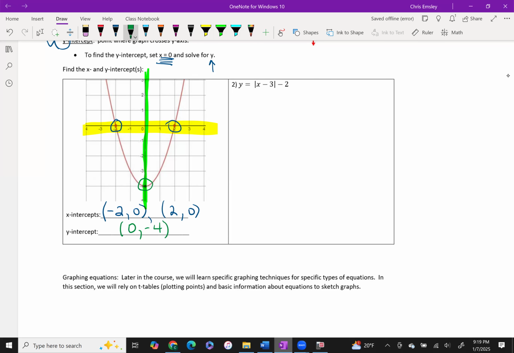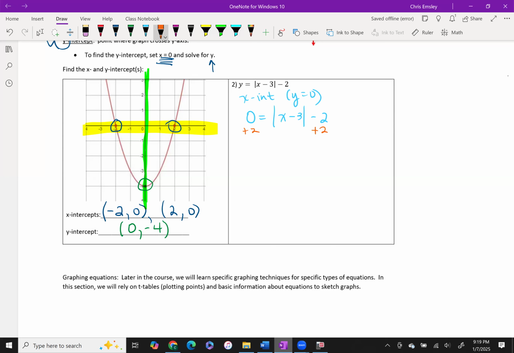For example, number 2 here, we have an equation. So now we have to use those steps I just mentioned in order to find the x-intercept. That's when we're going to set the y value equal to 0. So for that, y equals 0, and then we're going to need to solve for x. So here, we are going to have to remember how to handle absolute value equations. When we have an absolute value equation, the first thing we need to do is to isolate that absolute value.